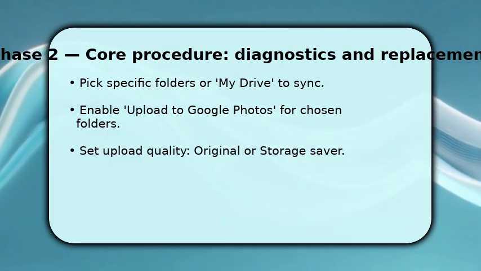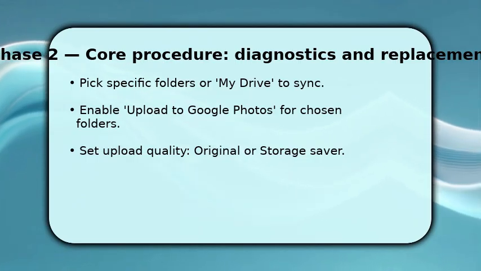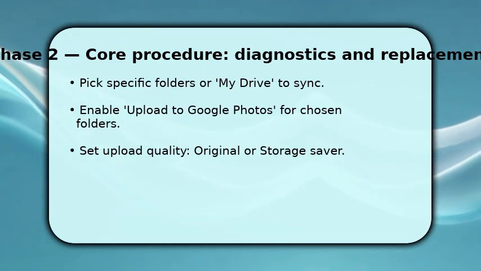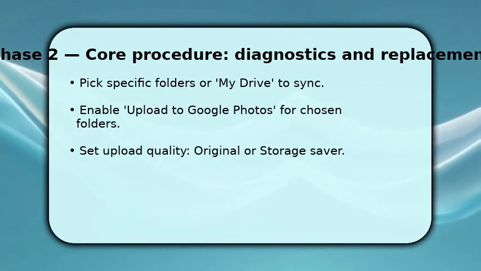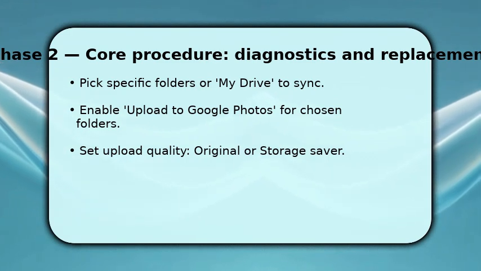Without it, Drive will only sync files to Drive. Make sure to pick Upload Quality. Original preserves full resolution. Storage Saver reduces file size to save space. Also, adjust camera upload settings for mobile. Allow cellular upload only if you understand potential data charges, otherwise stick to Wi-Fi.